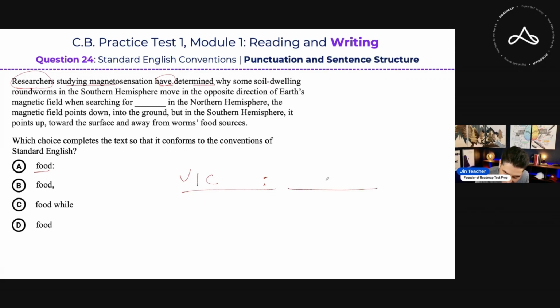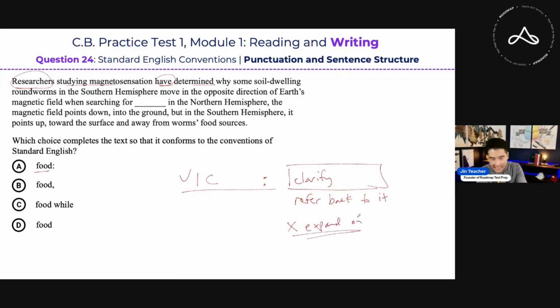And then now, the information after the colon has to clarify what came before, right? It has to clarify the information that came before the colon. It has to hit back on it. It has to refer back to what was previously talked about, and it has to do so in a clarifying type of way. Remember, it's different from expanding. It does not expand on what was previously talked about, but instead, it clarifies it. It hits back on it, right?